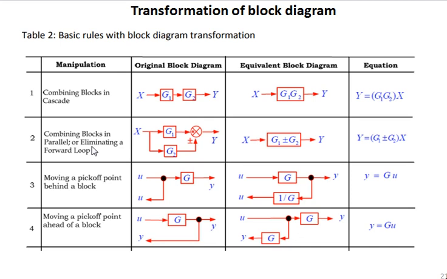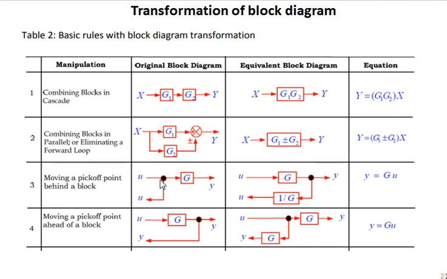Next rule is combining blocks in parallel or eliminating a forward loop. As you can see the arrow, the arrow is the forward loop. So you have 2 blocks in parallel, G1 and G2. What you need to do is plus or minus, depending on the sign. If plus, maintain plus. If minus, you just copy minus. So G1 plus or minus G2. You simplify by using subtraction or addition.